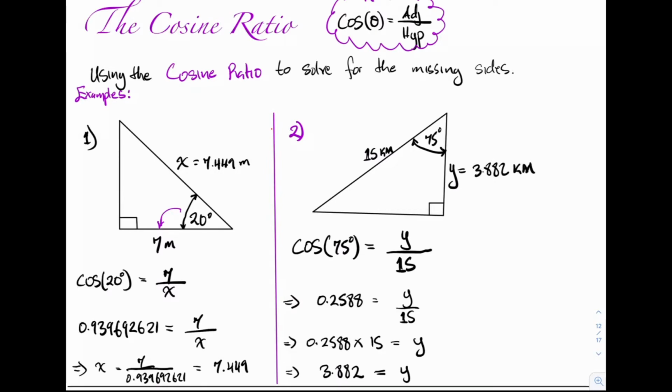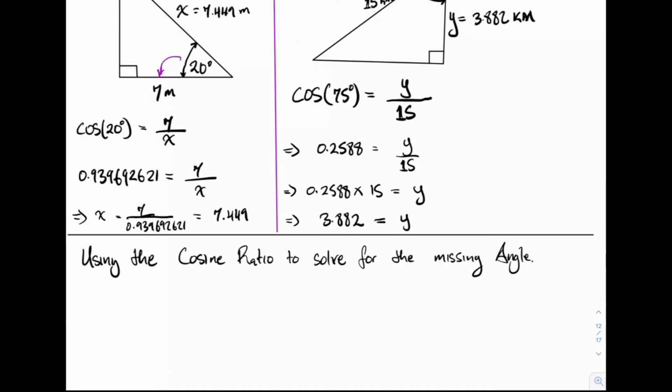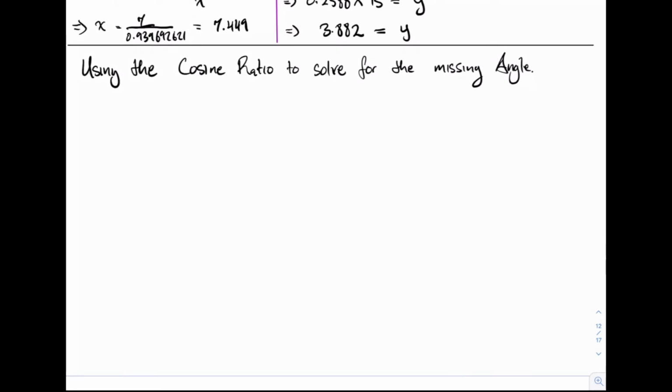Notice here that we have one of the terms from the cosine formula missing. So if we have the angle and the hypotenuse, we can find the adjacent. And if we have the adjacent and the angle, we can find the hypotenuse. So let's jump into example number 3, which says that we can use the cosine ratio to solve for the missing angle.